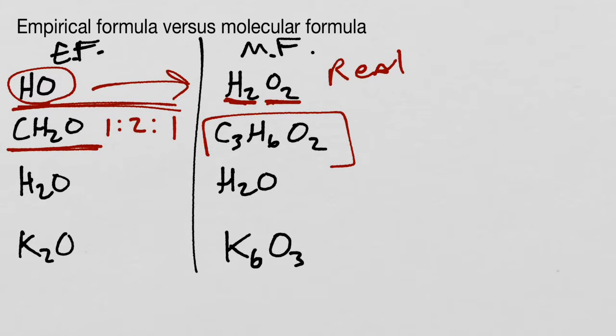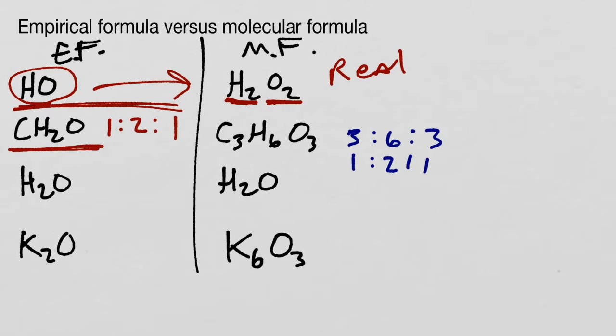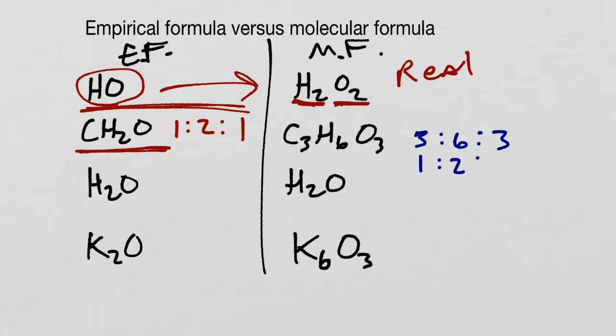But if you look at, oh, I think I wrote it wrong. I did write it wrong. Oops, this should be a 3. There we go. The ratio should still be 1 to 2 to 1. And so this has a 3 for every 6 hydrogens for every 3 oxygens. If we divide that by 3, you can see that it's still the same ratio, 1 to 2 to 1. So that's all this is.